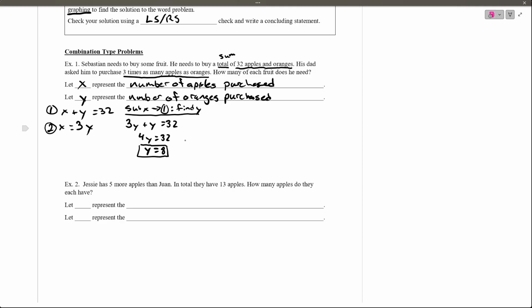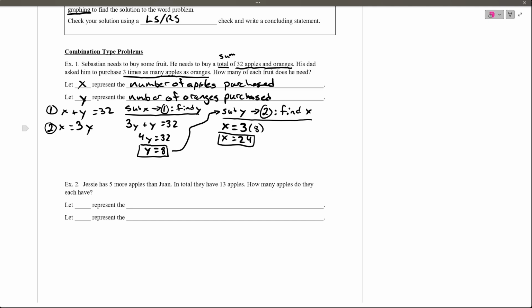Okay. So now we need to calculate how many apples we have. So we have a value for y, so we're just going to take this number and substitute it back into either equation. Well, guess which one's the easier equation? Equation number 2. So we're going to sub y into 2, and our goal is to find x this time. And if you look at our descriptions, x is the number of apples. Okay, so x is equal to 3 times y. Well, y is 8. So x is equal to 24.